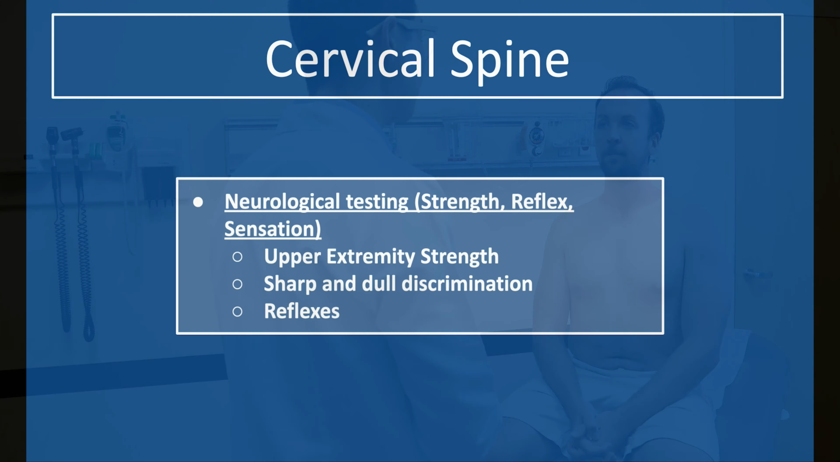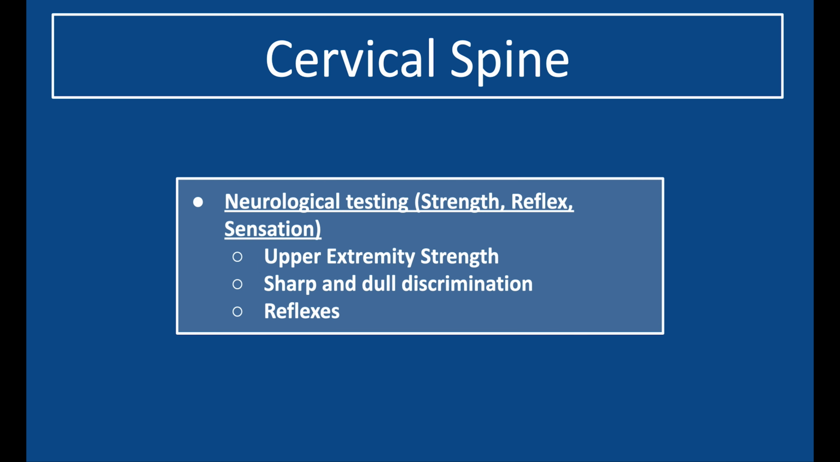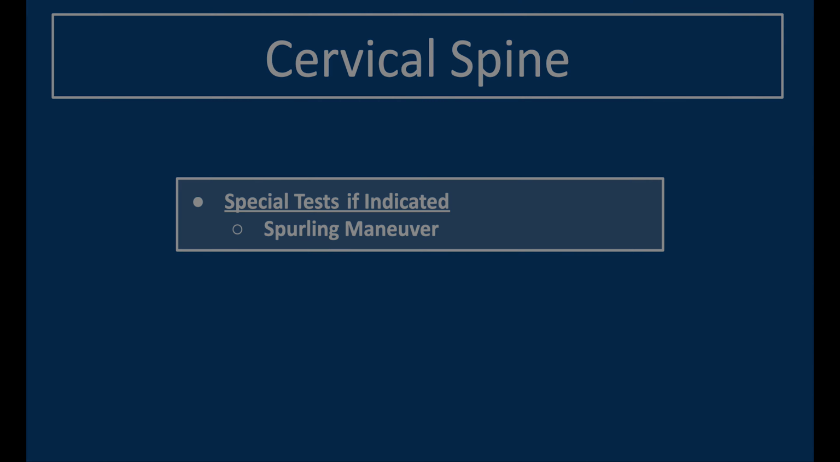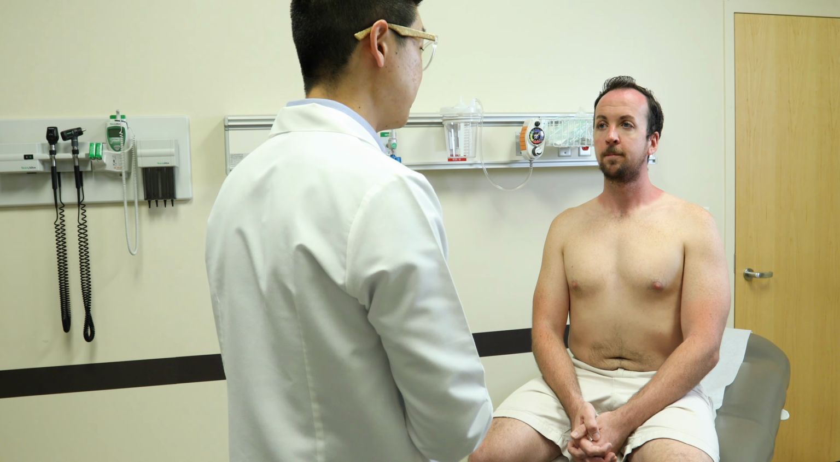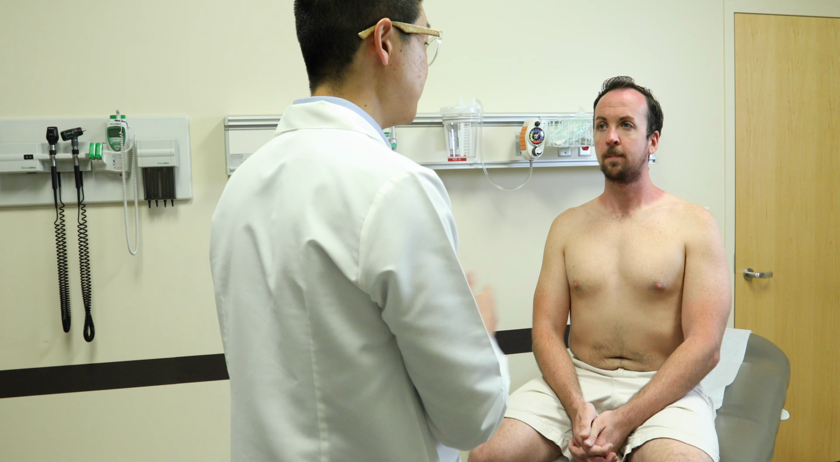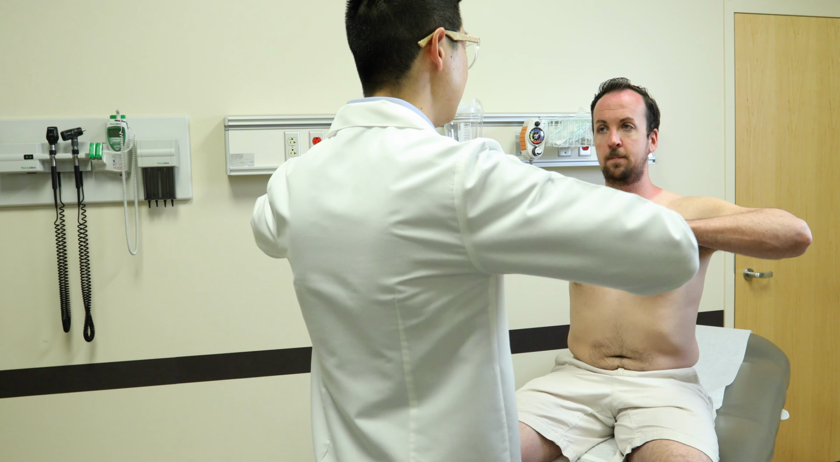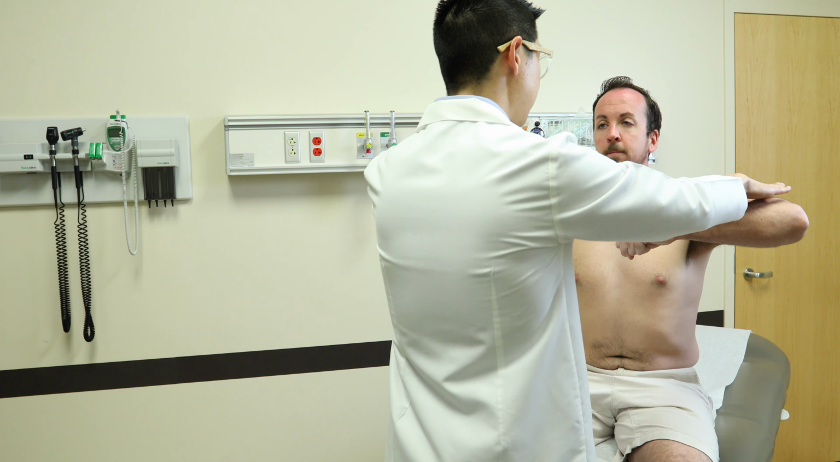Great. Neurological testing includes upper extremity strength, sharp and dull discrimination, and reflexes. Special tests, if indicated, include the Sperling maneuver. Next, we're gonna go and do a strength exam, and we're gonna be looking for any weakness in your arms. So let's start out by having you hold your arms right over here, and then don't let me push, okay?